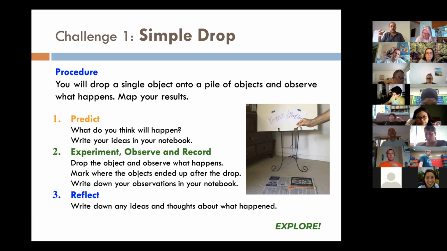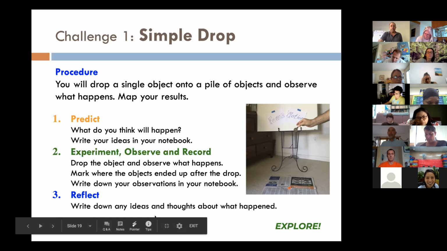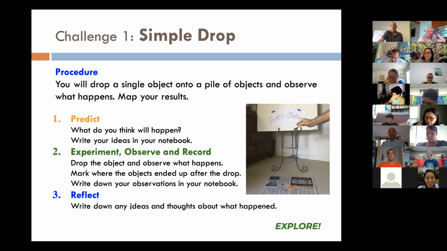And then after the drop, any movement of those objects, you're going to circle their new locations. So this is a way we're going to create a map. And again, it's a visual results chart, so it's its own kind of data chart in and of itself. Again, you can imagine where you could go with this, measuring it, etc. And then the last piece, we want you to reflect on what happened. Just simply, what did you observe happen? Okay? Any quick questions?